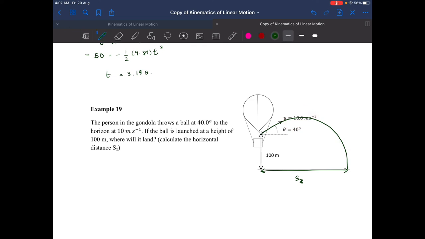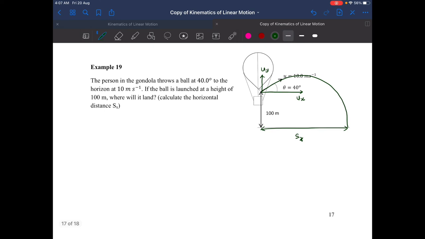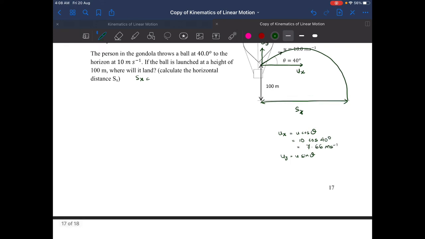Tengok nota kamu balik. So this one is UX. This one is UY. Kita nak SX kan? So ni kita cari dululah UX dengan UY berapa. So UX is U cos theta. UY is U sin theta. So U adalah 10 cos 40. So you will get 7.66. Okay, and then UY pula, this one nanti you get 6.43 ms negative 1.